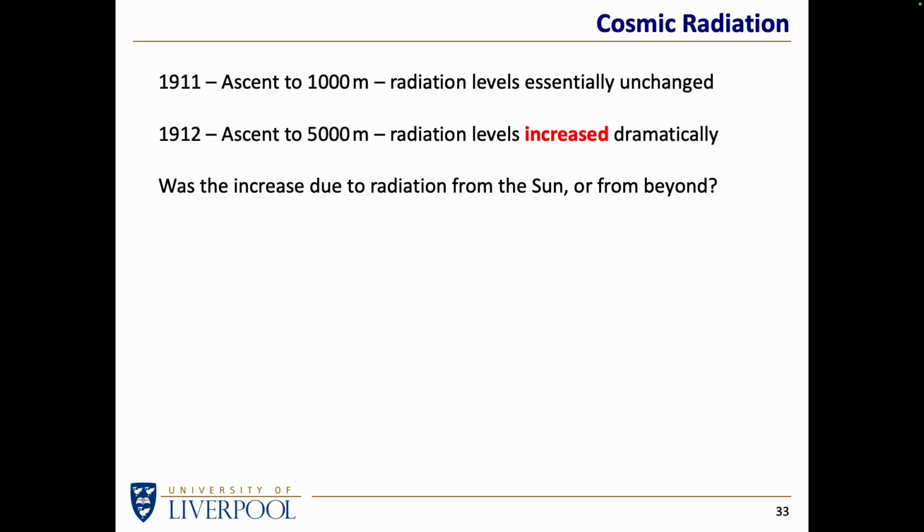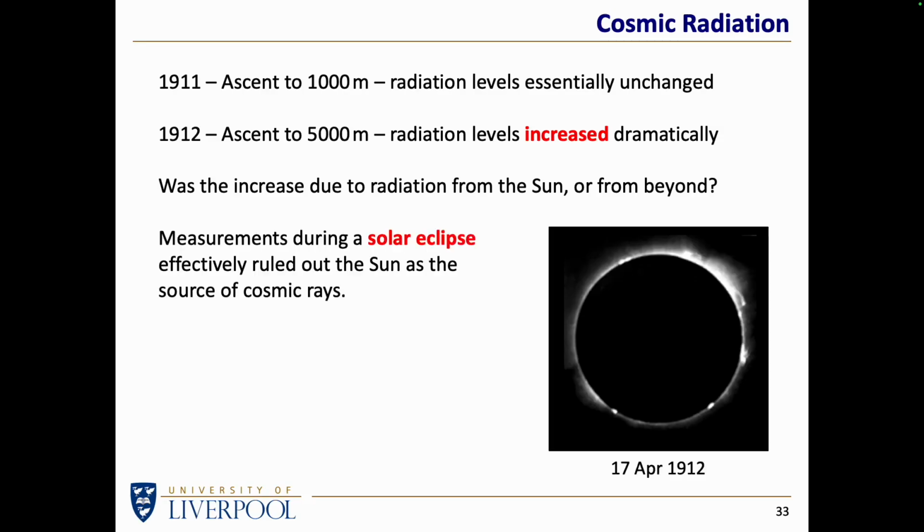Hess had the brilliant idea. You fly the hot air balloon on the day of a solar eclipse. Great idea. You make a measurement of the radiation levels, you wait for the eclipse, and you see if the radiation goes up or down or stays the same. During the eclipse, the radiation levels didn't change. Blocking the sun made no difference to the radiation levels, to the best of his ability to measure.